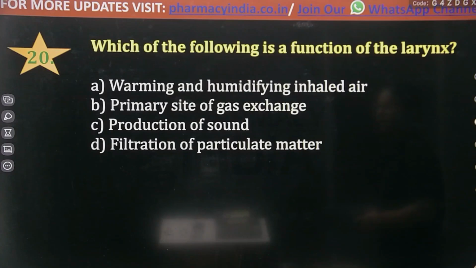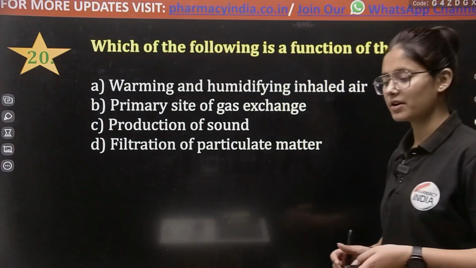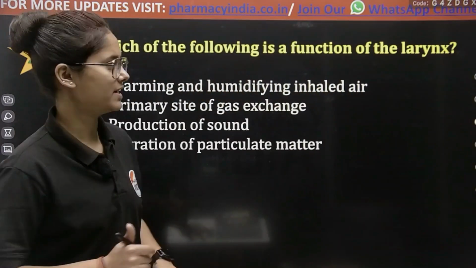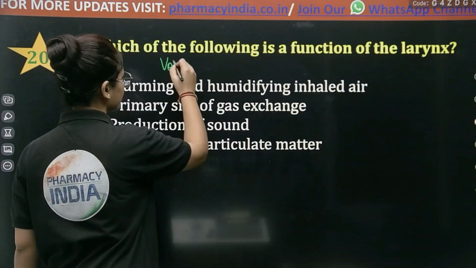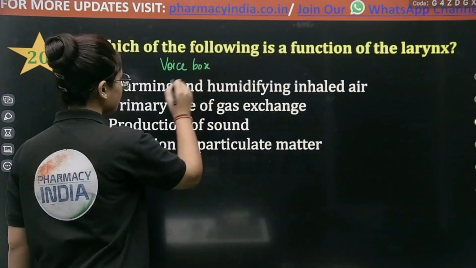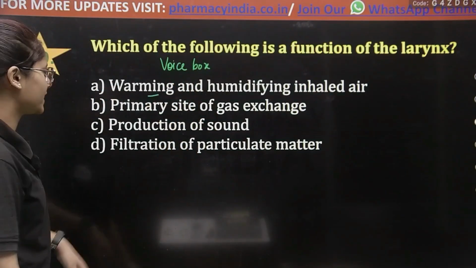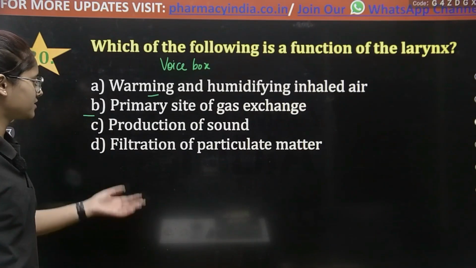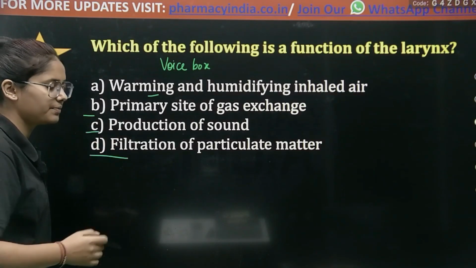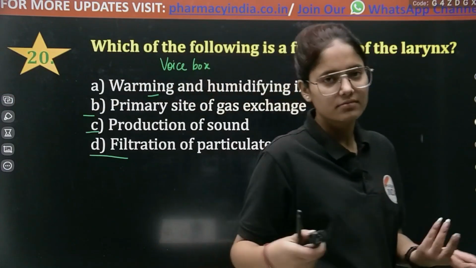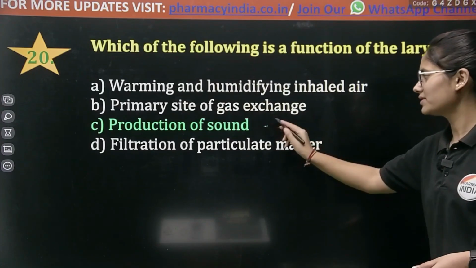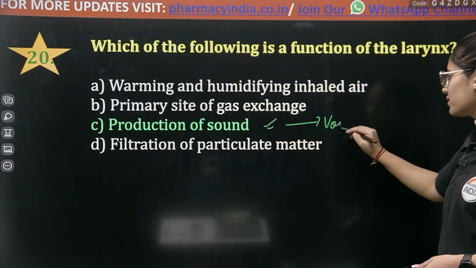Which of the following is a function of the larynx? What is the function of the larynx? The larynx is basically the voice box. Warming and humidifying inhaled air, primary site of gas exchange, production of sound, filtration of particulate matter. What is the function of the larynx? Production of sound, because it is known as the voice box.